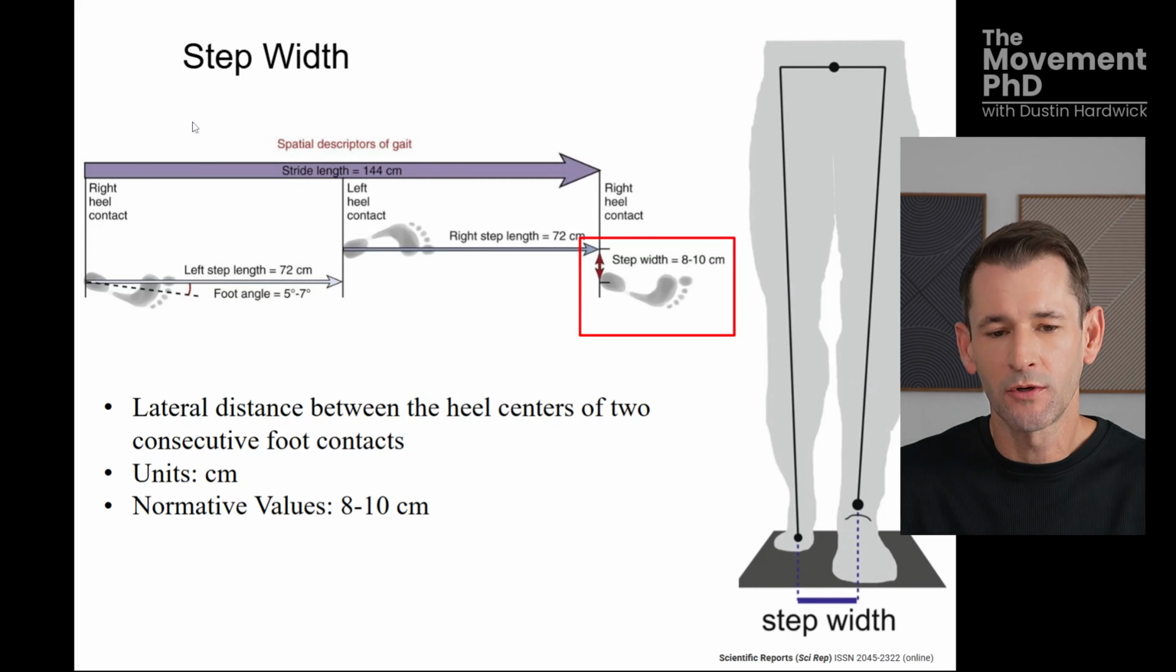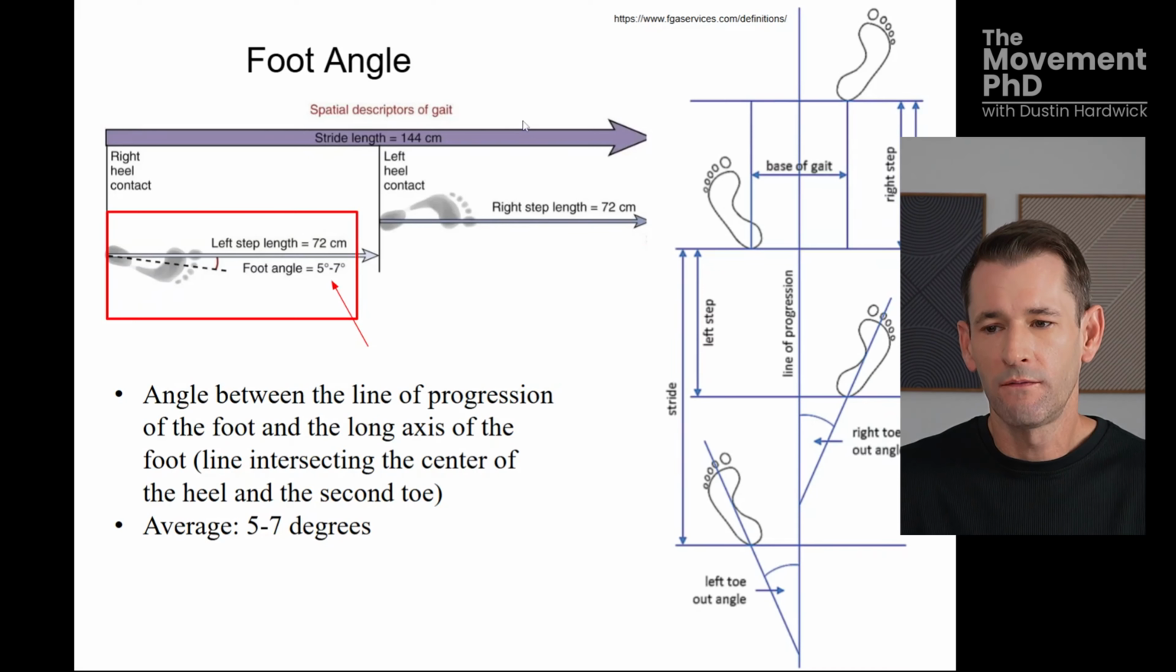This descriptor of gait can be really important when working with patients with balance difficulties because typically with those that have balance issues, the step width will increase. So you'll see this value go from 8 to 10 centimeters to 20 centimeters. So this is one that we'll look at often when we're doing a gait analysis, particularly for those with balance issues. Our final spatial descriptor of gait is foot angle.